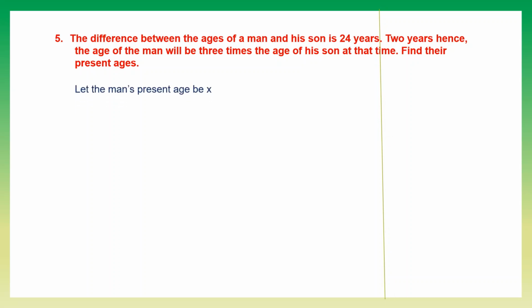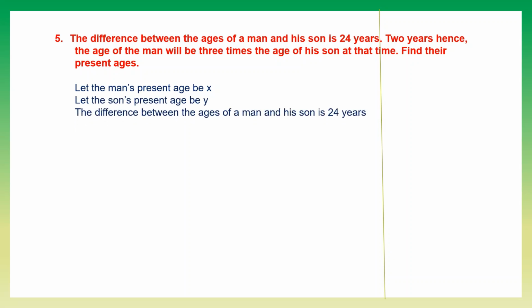So let the man's present age be x and the son's present age be y. So the difference between the ages of a man and his son is 24 years. So how do we write that? So the man is x, isn't it? He's the older one. So x minus y, because the difference between the man's age and the son's age, that is x minus y is 24.